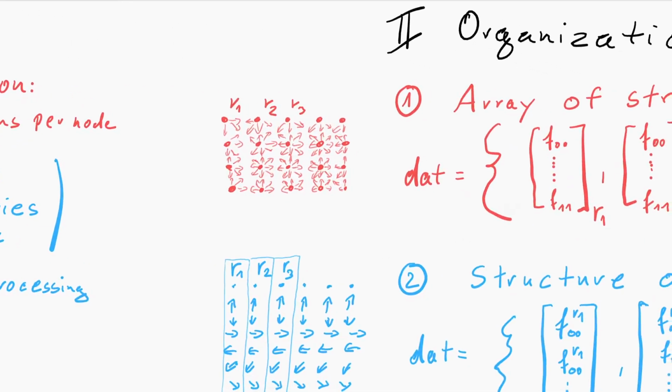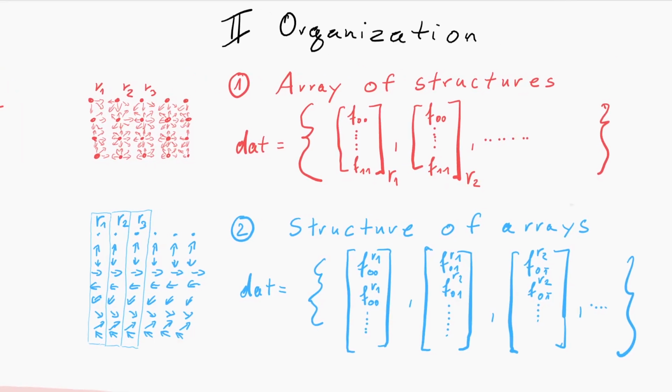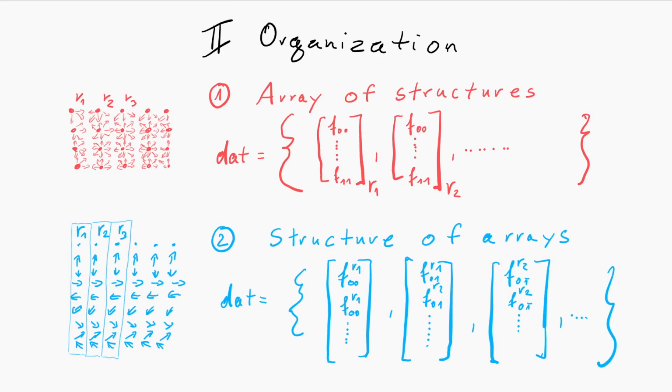Okay, now how can this data be organized? There are, of course, several options, and the two most important are the array of structure and the structure of array option. So in the array of structure option, each node is stored as a vector with all its components, with all its Q populations.